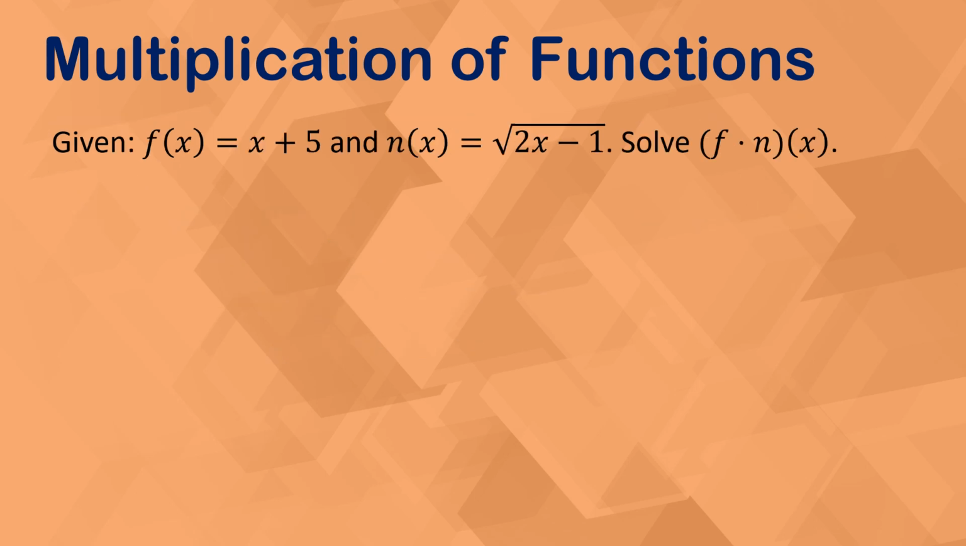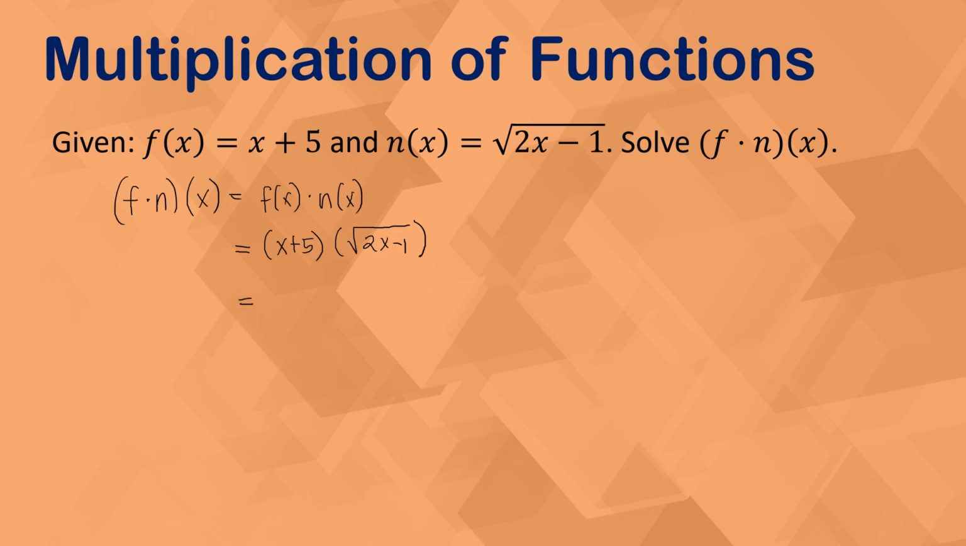For the third example, we have f of x, which is equal to x plus 5, and n of x is equal to square root of 2x minus 1. We get the product of f and n functions. Okay, so f times n of x is equal to f of x times n of x. Okay, we substitute the functions. x plus 5 times square root of 2x minus 1.